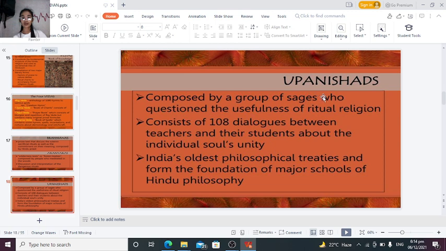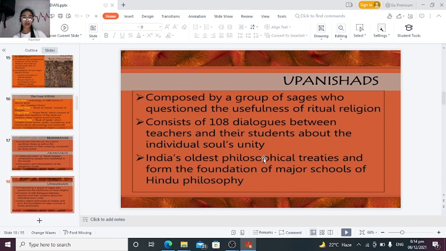We have also here the Upanishads, composed by a group of sages who questioned the usefulness of ritual religion and consist of 108 dialogues between teachers and their students about the individual soul's unity, and it is India's oldest philosophical treatise and forms the foundation of major schools of Hindu philosophy.